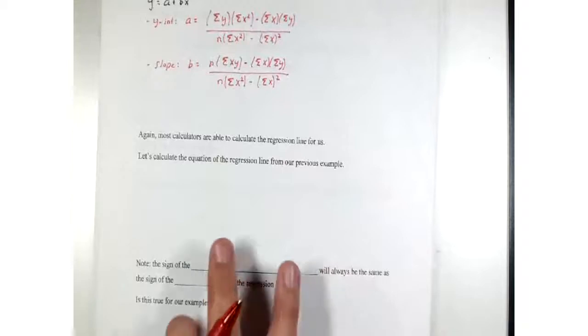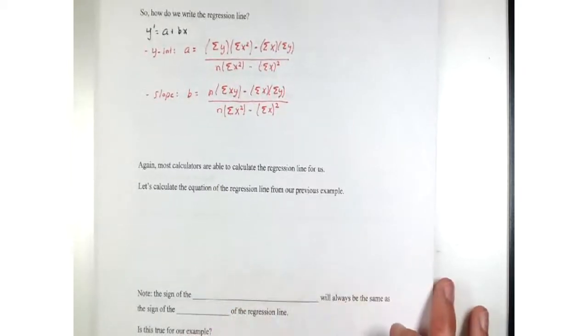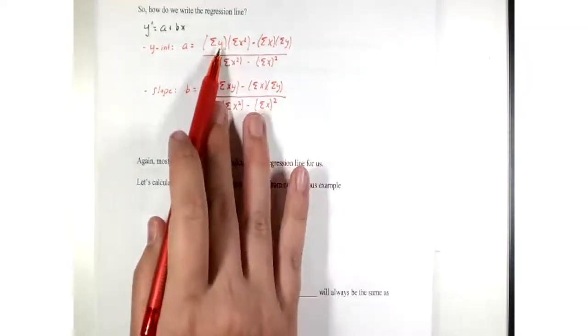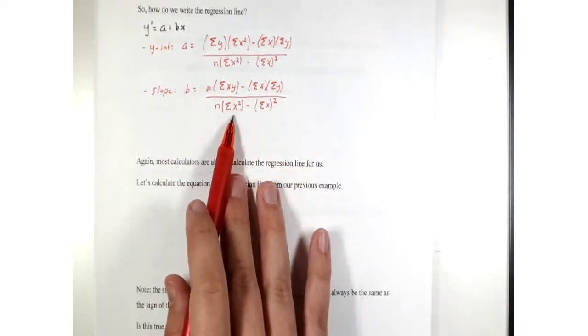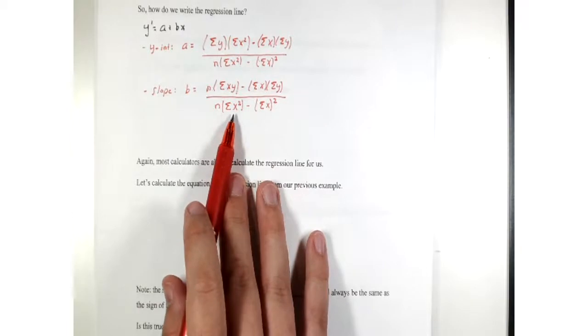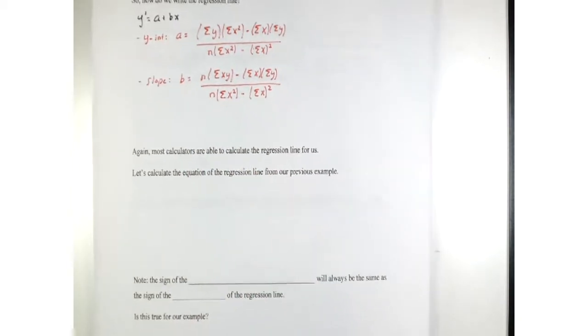So that's how you would find it if I wanted you to use that formula, and that's not going to be fun because I don't even think your calculator gives you the sum of the y's and the sum of the x's. Or it gives you the sum of the x's and the x squareds, but it doesn't give you the sum of the y's. So how are we going to do this? You're going to use your calculator. It's going to be easier.